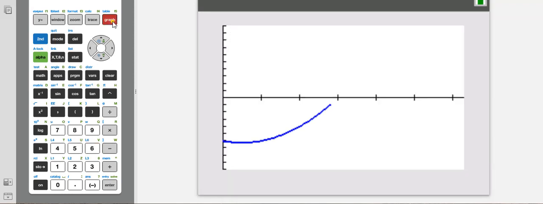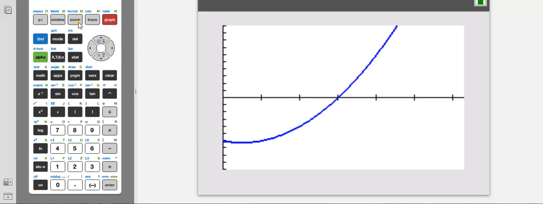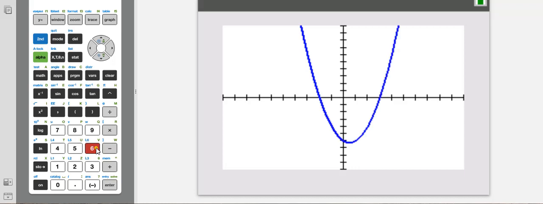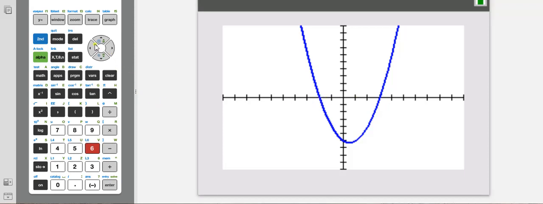So go to graph, and you probably want to go to zoom standard. Zoom standard for number 6. As you can see, you have two x-intercepts, and that is going to be the solution. Now it looks like the x-intercepts are -2 and 3, but you want to make sure. So this is how you find the x-intercept using the graphing calculator.